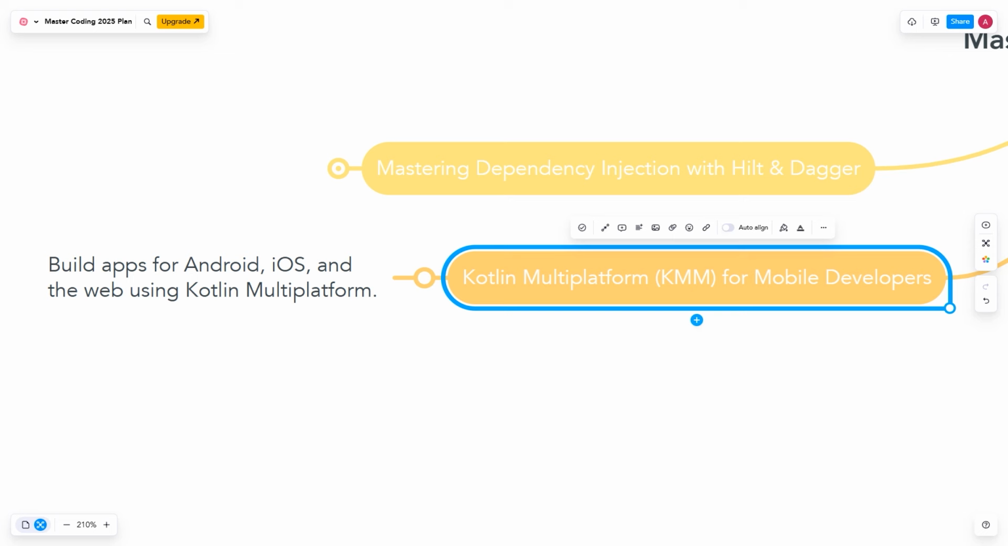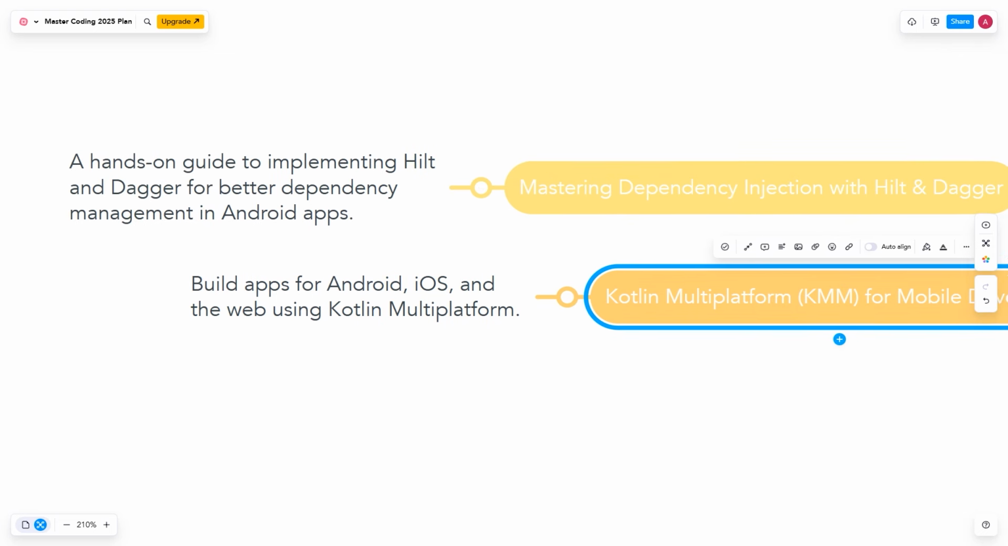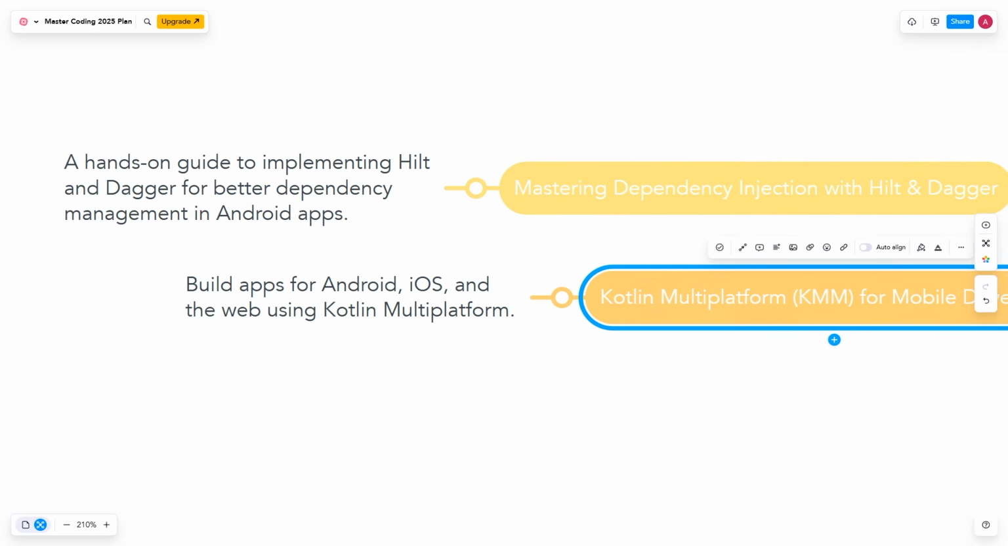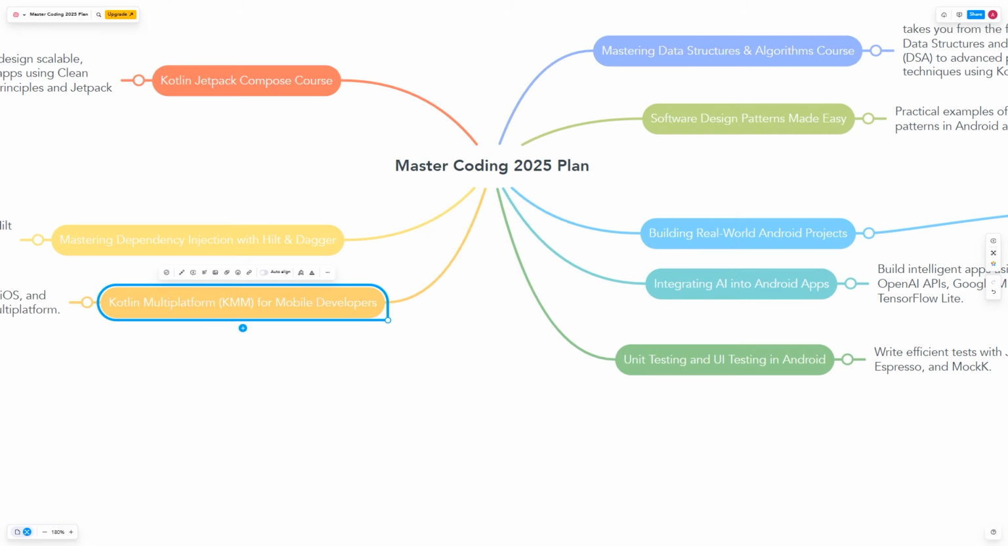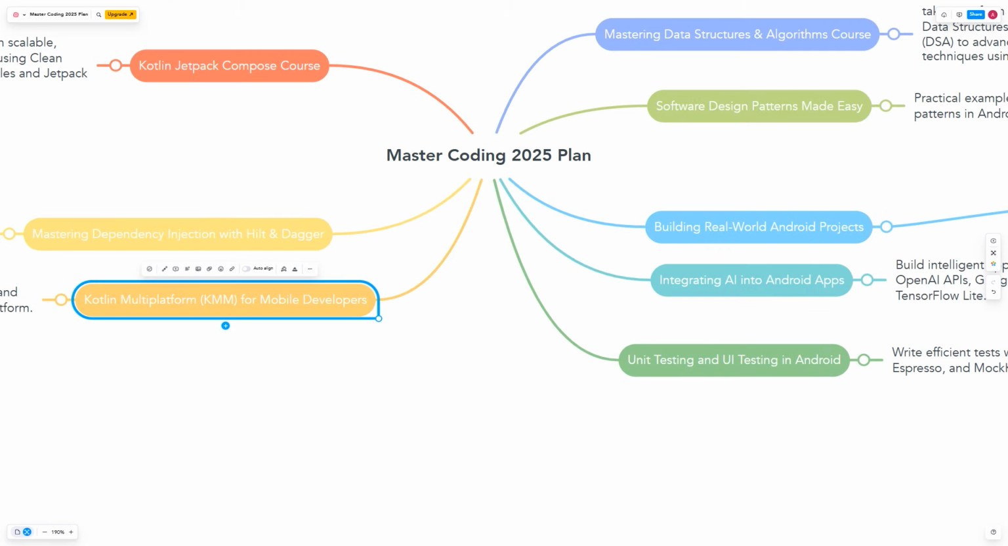And the last thing is mastering dependency injection with Hilt and Dagger. Dependency injection is crucial for modern Android applications. This course will help you master Hilt and Dagger, empowering you to write cleaner and testable code. And that's just the beginning. I'm also planning to drop smaller, bite-sized videos with tips and tricks and updates throughout the year. My goal is to make this channel your go-to resource for everything Android development.